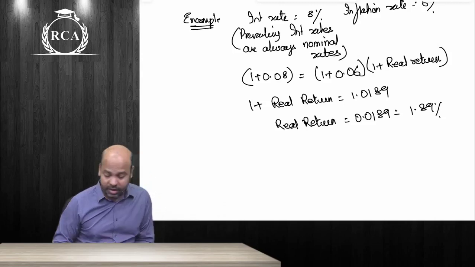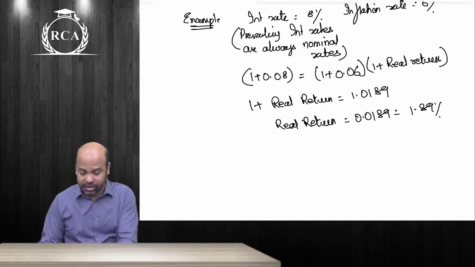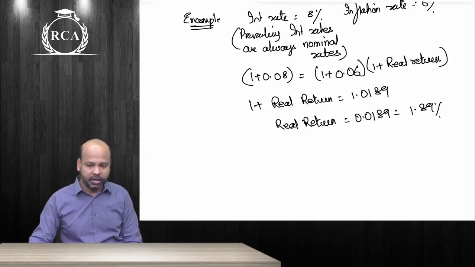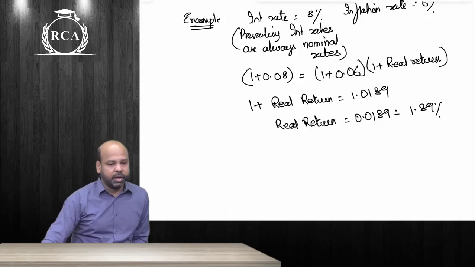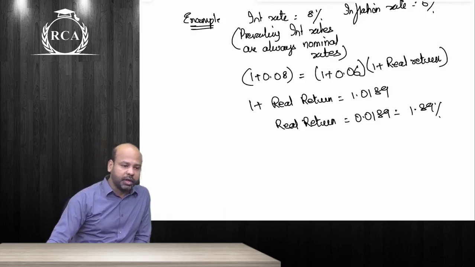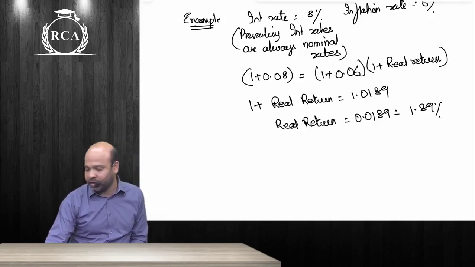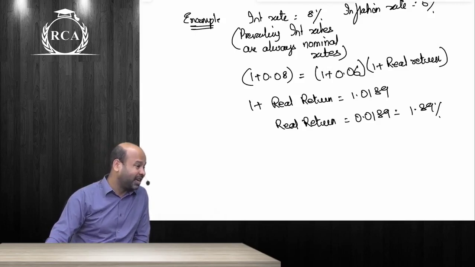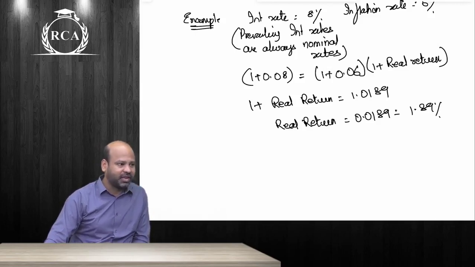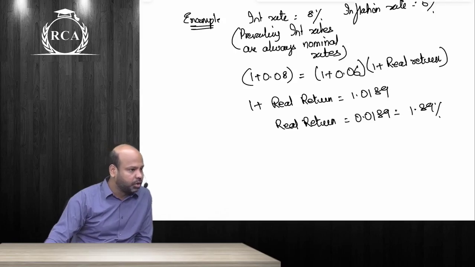Then, what was the concept of nominal rate and real rate? Nominal rate is inclusive of the inflation component. Real rate excludes your inflation component. In order to arrive at your real return using the prevailing interest rates and inflation rate, what should you do?